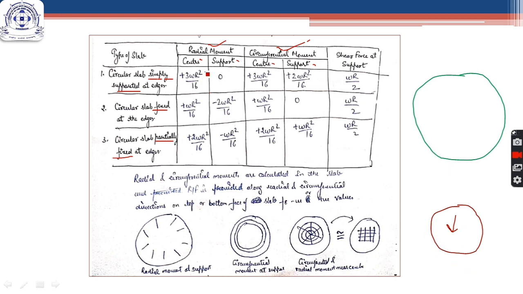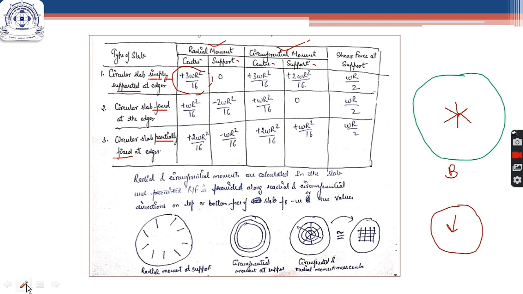So the reinforcement due to this moment will be provided at the center, at the bottom face. So such reinforcement is provided like this. This is radial moment, so reinforcement is provided in radial direction. Look here, this is the radial direction and this is the center. So this will be the reinforcement due to the radial moment at center, and it will be provided at the bottom face of the circular slab. Here radial moment at support is 0, so there will be no reinforcement provided radially in the support region.